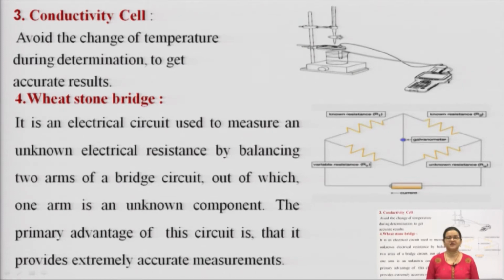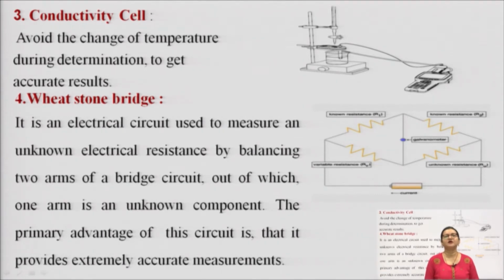Wheatstone bridge is an electrical circuit, as we all studied in our school education in 11th and 12th. All the students might have studied it very well. What is a Wheatstone bridge? It is an electrical circuit which is used to measure an unknown electrical resistance by balancing two arms of a bridge circuit, out of which one arm is the unknown component and the other arm is a known component. We apply the formula there, and thus after the calculation we can know the unknown resistance value of the bridge of the Wheatstone circuit.